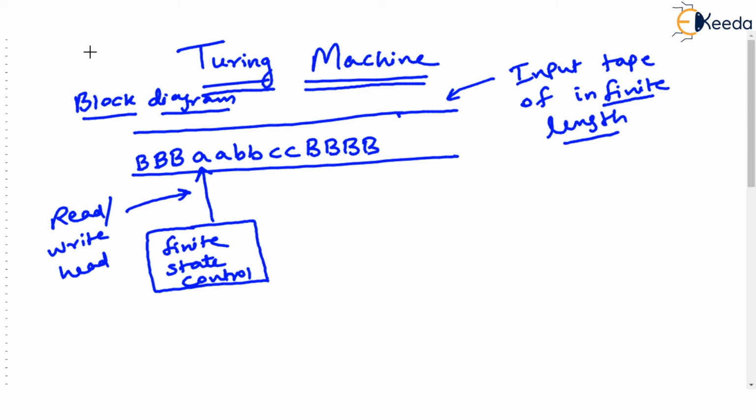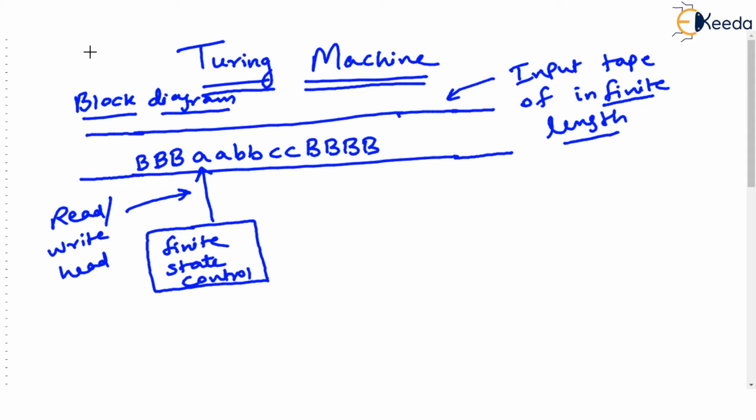That means on both sides, on this left side and on this right side, this tape is of infinite length. You will not agree with this, I know, because practically, or in real life, it is not possible to have a tape of infinite length. But theoretically, we say that the tape given to the Turing machine is of infinite length.